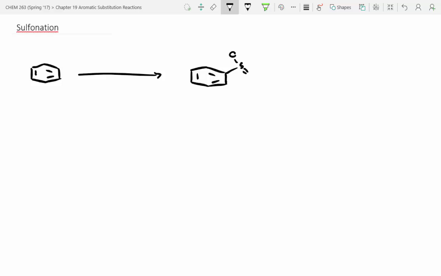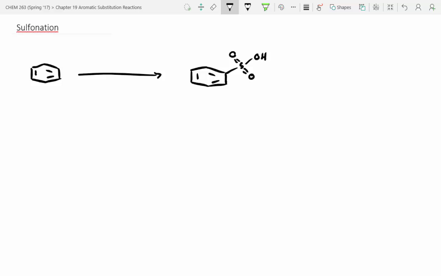Let me clean this up a little. These are oxygens and a sulfur and an OH. Does anybody know what that functional group is called? Sulfonic acid. Sulfonic acid, right? So if you look at it, it looks like sulfuric acid, right? So it's a sulfonic acid functional group. These are really common in organic chemistry, and this is a really useful functional group for electrophilic aromatic substitution.